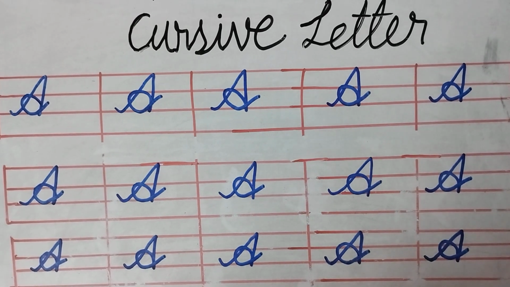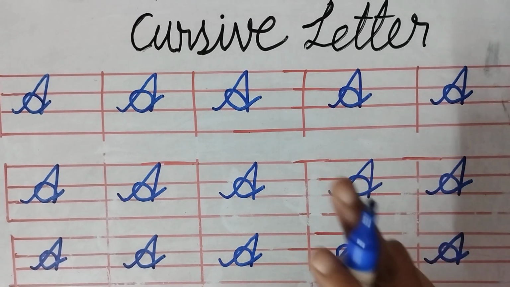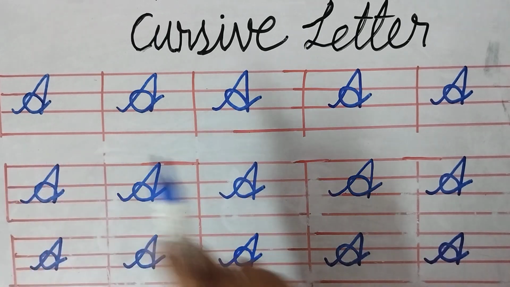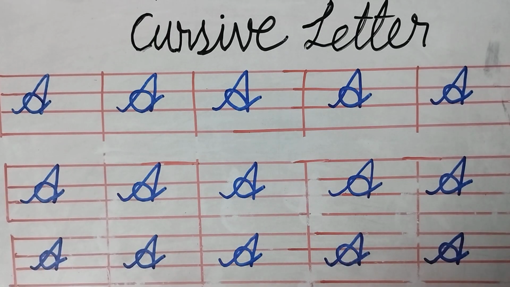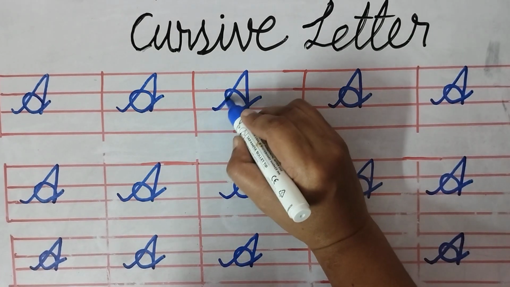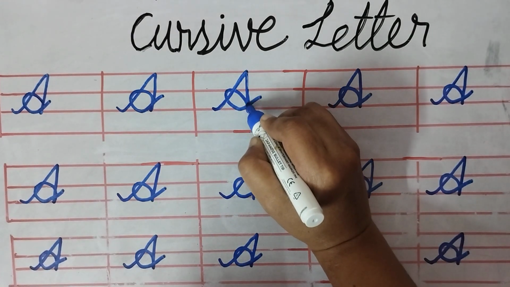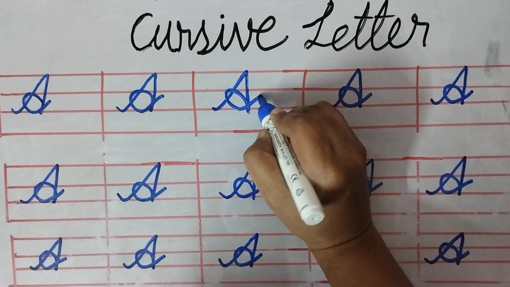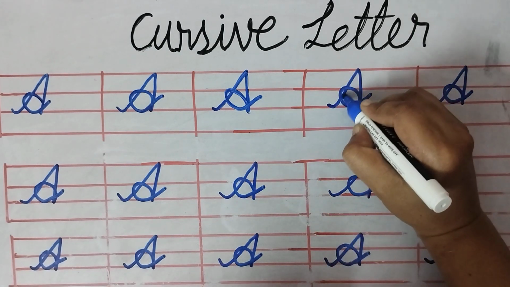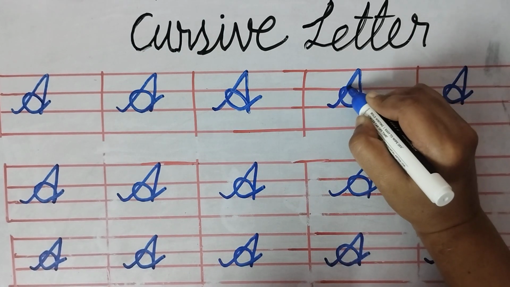So, like this we have to practice the cursive letter A. A for apple. A for ant. A for arrow. Okay. Like this we have to practice the cursive uppercase letter A. So, like this.